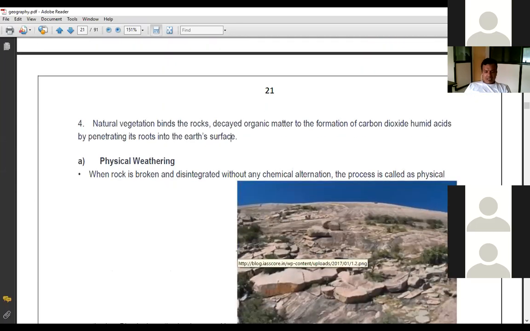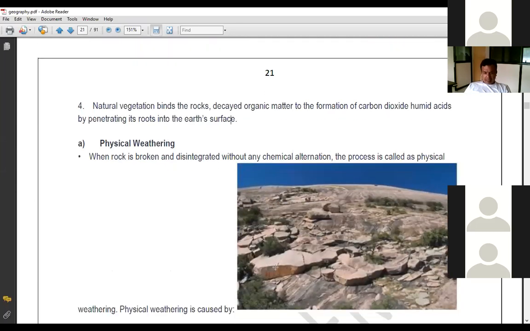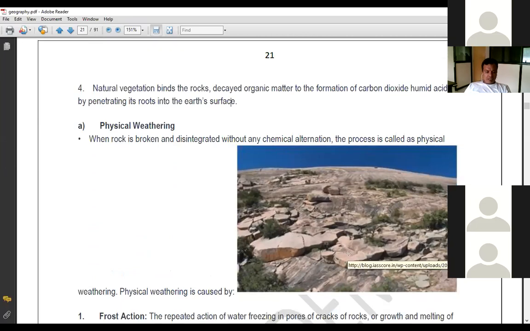Now physical weathering you can see here. Can you all see the picture here? The breaking down of the upper layers is called physical weathering. So the upper surface of the rock weathers due to the decrease in the temperature. That is how physical weathering takes place.